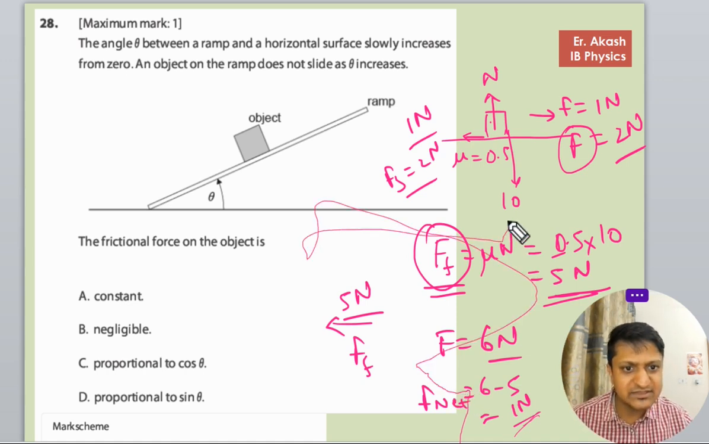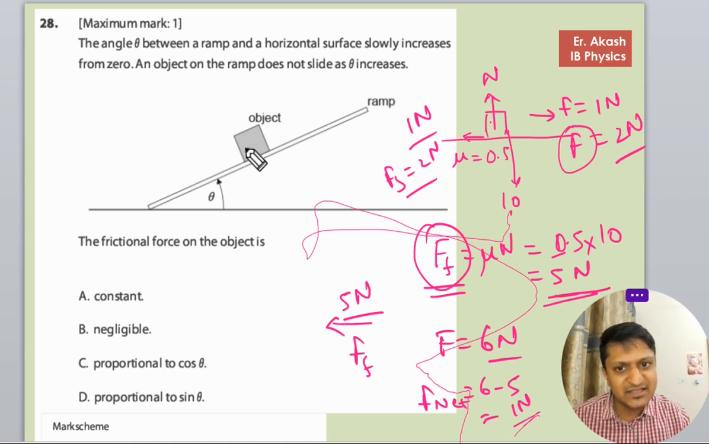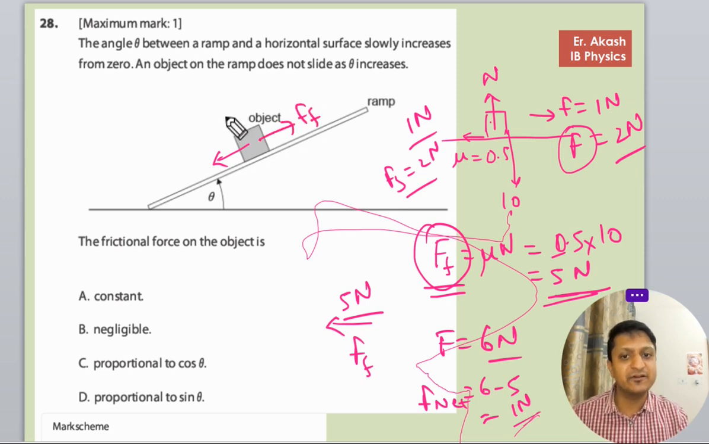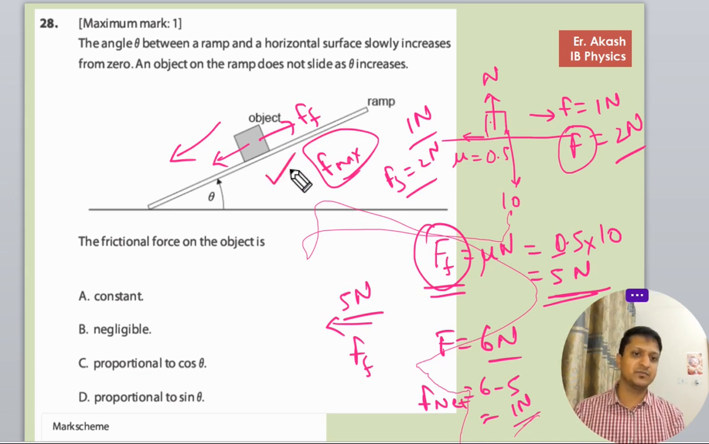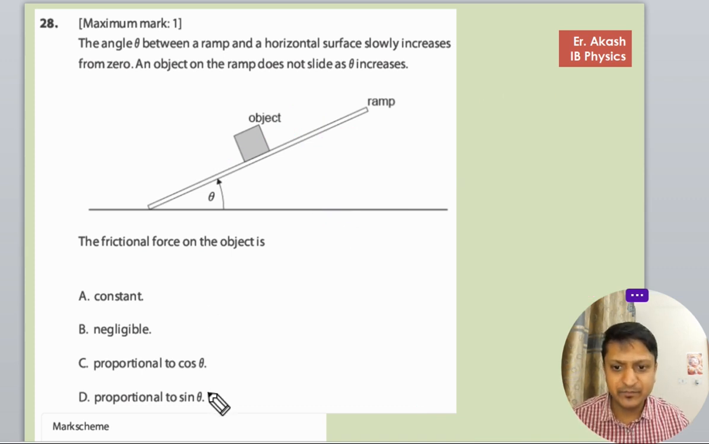So the same concept applies to this body. As the object is not moving downwards, the force exerted on the body will be equal to the frictional force. And once the body goes down, the maximum friction F max will be exerted on this body. So do not confuse, the answer will be option D.